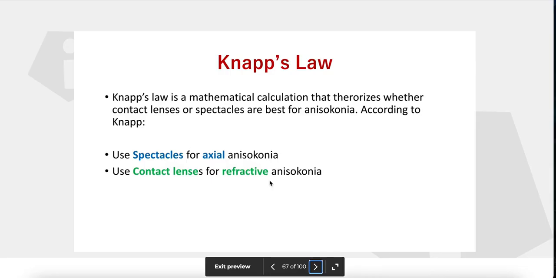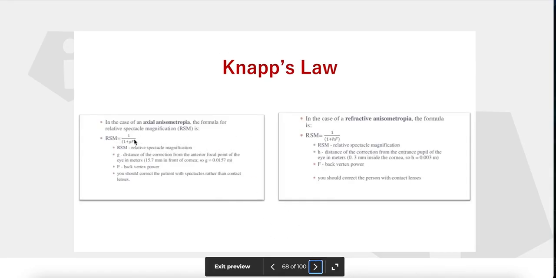he has a theory that if we use a spectacle for axial anisometropia, this will result in the least aniseikonia. And if we use contact lenses for refractive anisometropia, this will result in the least aniseikonia. So he made some mathematical calculation to calculate the relative spectacle magnification in case of axial anisometropia and in case of refractive anisometropia, and he found out that in axial anisometropia it will be better to correct the patient with spectacles, while in refractive anisometropia it will be better to correct the patient with contact lens.